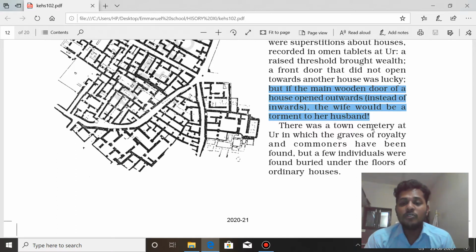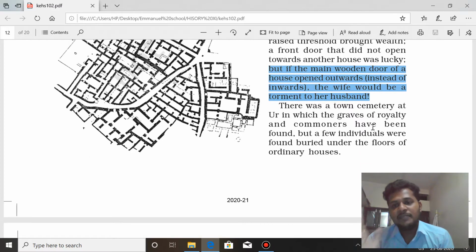If it is an outwards door, then the superstition says that the wife of that house would be a misery to the husband. She will give more torture to the husband. She will become herself a misery to the husband. So these are some of the superstitions. There are one, two, three superstitions, which may turn it into a short answer. Then 3 plus 3, 6 points.